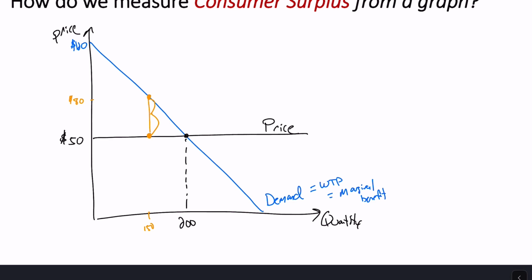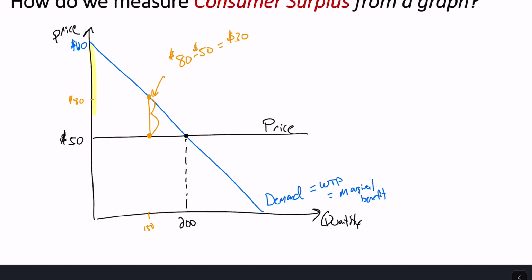So we'll have that vertical distance there. And so that difference would be 80 minus $50, or $30 for that single unit. So now imagine we did that for every single marginal unit, and we added it all up. That would give us the consumer surplus for all 200 units, or the consumer surplus for the market.